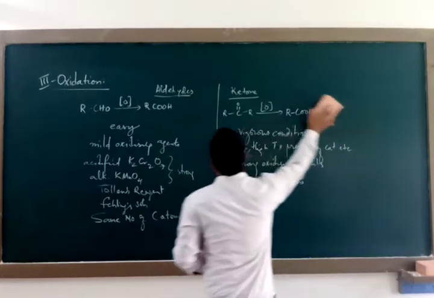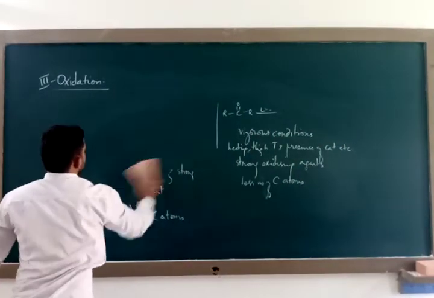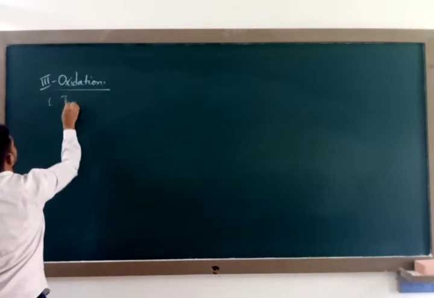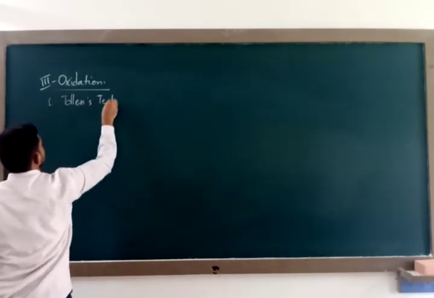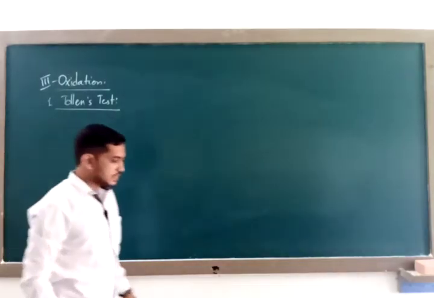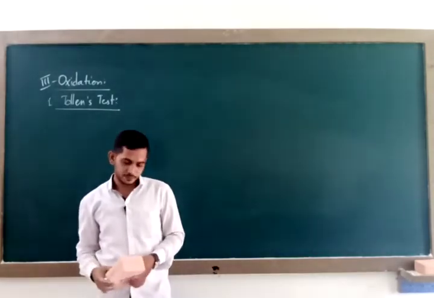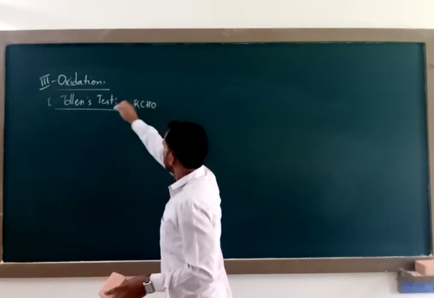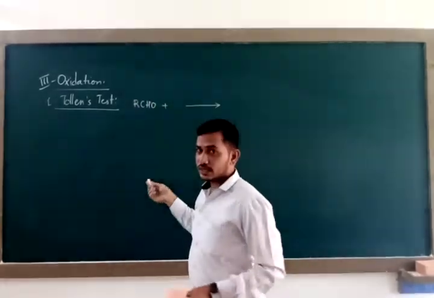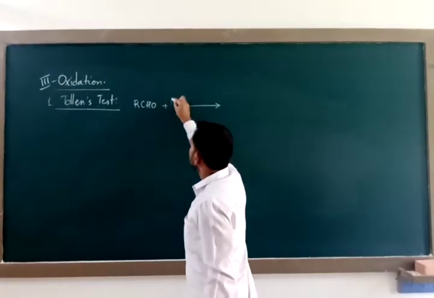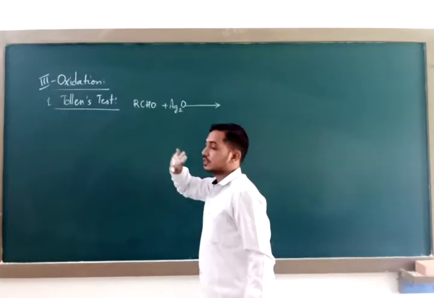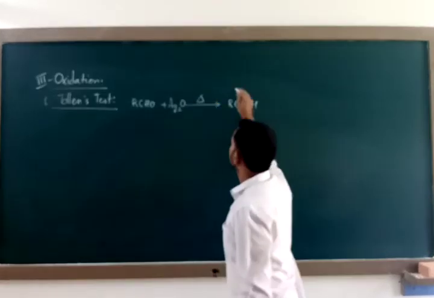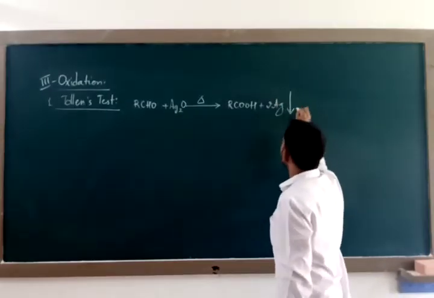If these points are clear, let us see the first oxidation reaction. It is a test called Tollens test. Tollens test is a test devised by the scientist Tollens. In this test, whenever aldehyde reacts with the Tollens reagent, I'll tell you what Tollens reagent is. I'll write this reagent, but it is not Tollens reagent exactly. When it reacts with Tollens reagent, it forms carboxylic acid along with precipitate of silver.